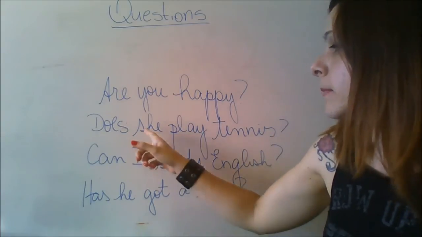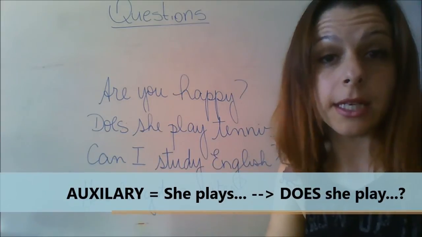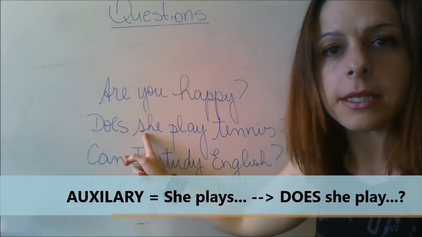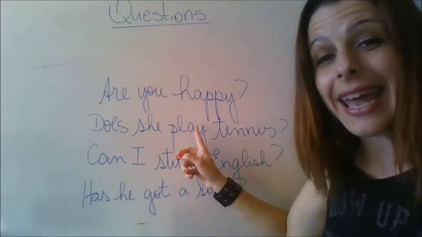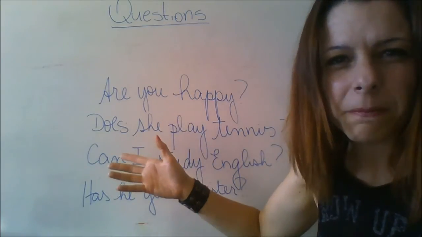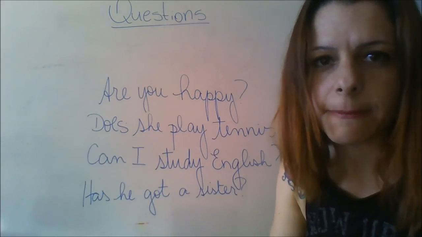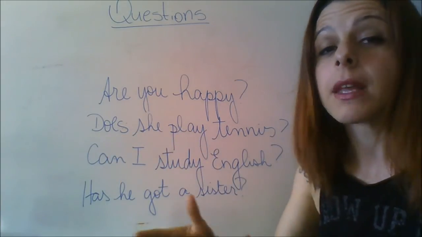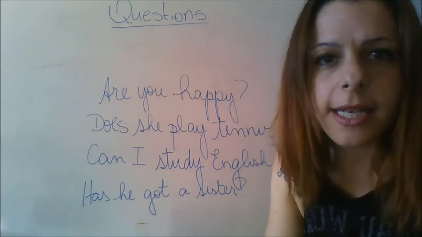Okay, the second example is I'm using auxiliary. In this case, does, because the pronoun is she. Okay, pay attention. The verb play is not the same as verb to be. So the inversion rule doesn't apply in this case. Alright, so let's analyze it here. Does she play tennis? The answer is yes, she does, or no, she doesn't.